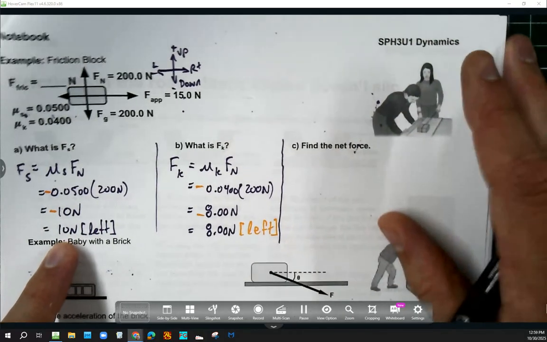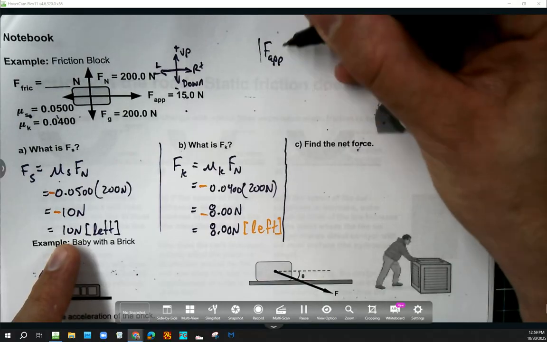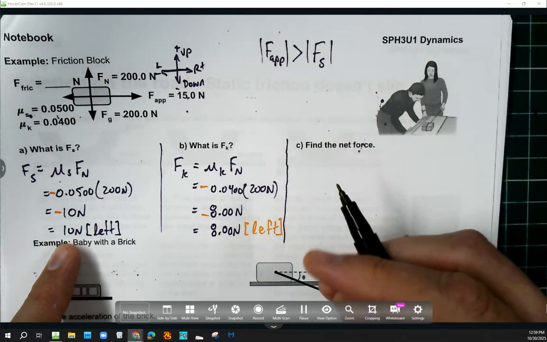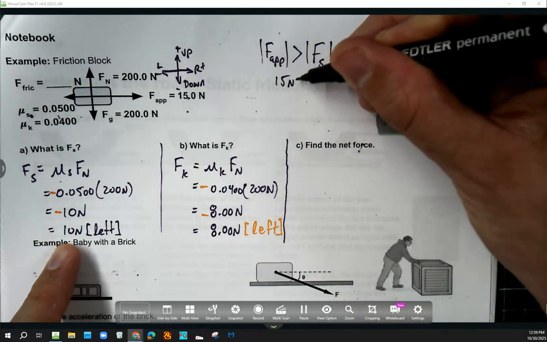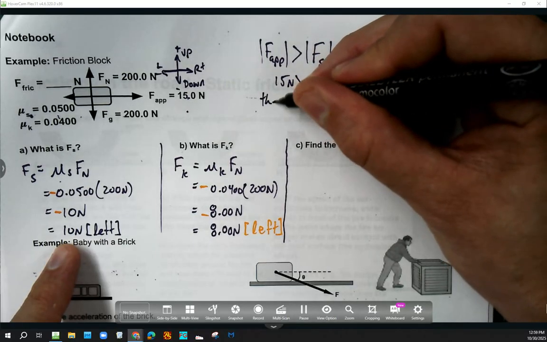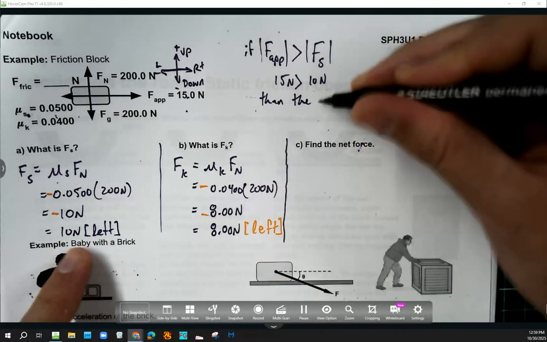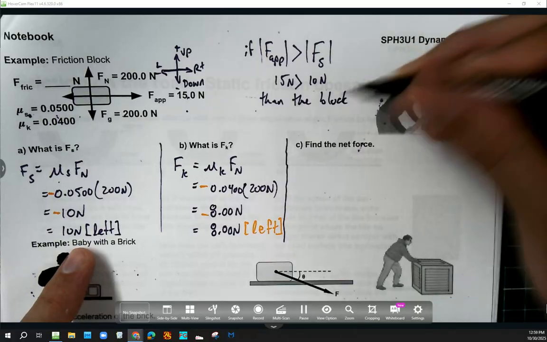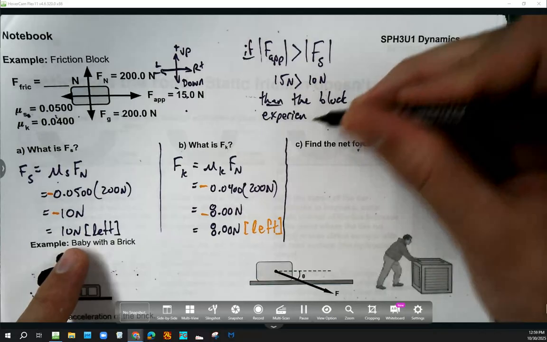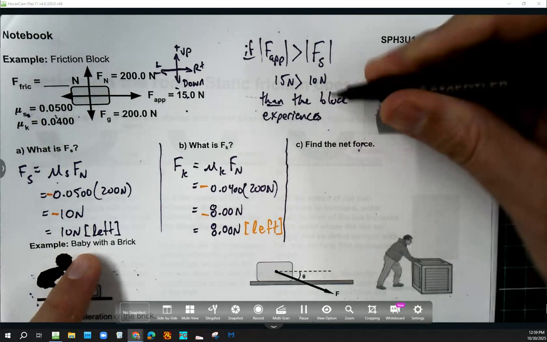So I'm going to express this as an inequality. I'm going to say, all right, well, that means that at least the absolute magnitude of the applied force, as Alex says, is greater than the static friction. And if that inequality holds true, so this is an if-then statement, then the block experiences kinetic friction. I like these if-then statements. Seems so consequential.